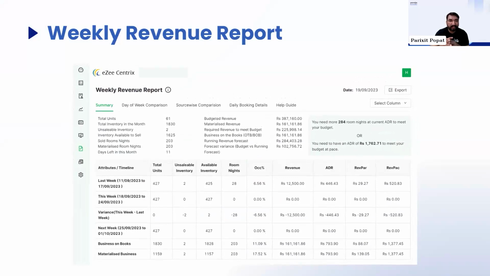Let's say for this particular property, when we fetched the report, it was the 19th of September and they had 11 days left. Now they had to do 284 room nights at the current ADR. Sorry, that was 446. If they were going to sell only 28 room nights more in the coming trend, then they would have to sell every room at 1762.